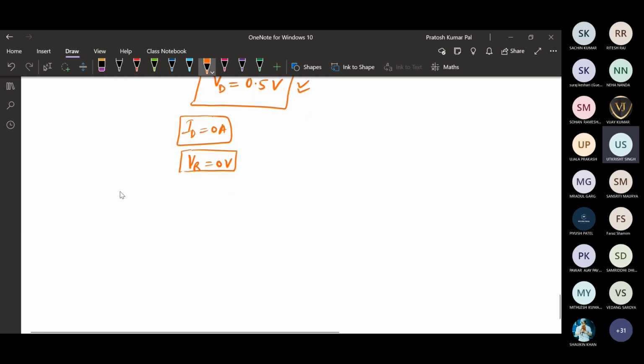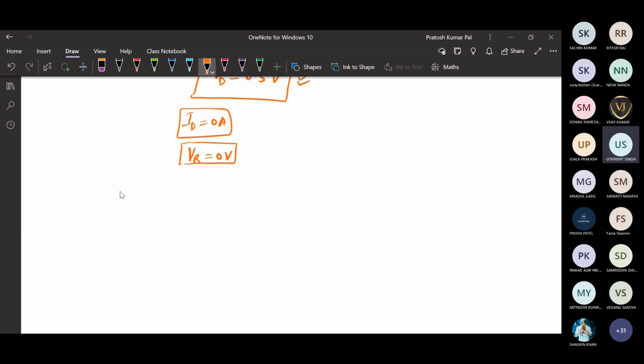So the next question we will see. Suppose we have a silicon diode. Along with that, we have another LED.